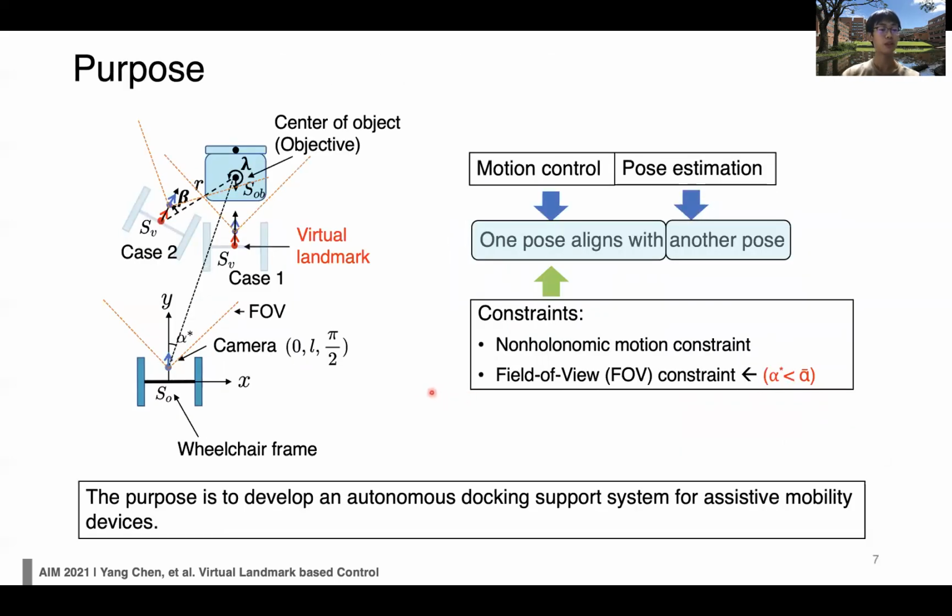So the purpose of this work is to develop an autonomous docking support system for assistive mobility devices. The docking behavior is actually one pose aligning with another pose. For getting the other pose, we need pose estimation. For this alignment, we need motion control. For the motion control, two constraints should be considered. One is the nonholonomic motion constraint, and the other is the field of view constraint.